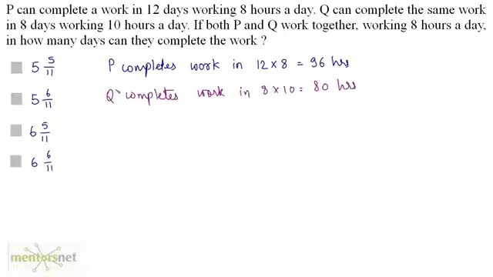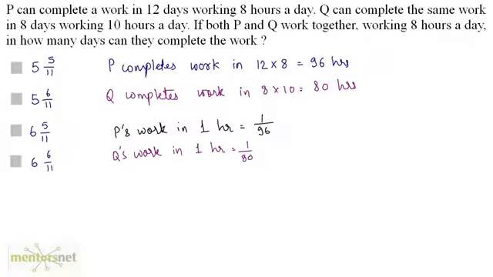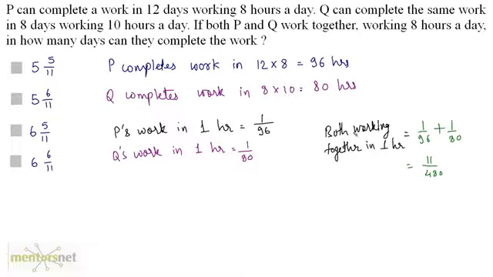Now we can calculate how much of their work they complete in 1 hour. So P's work in 1 hour will be equal to 1 upon 96. And Q's work in 1 hour will be equal to 1 upon 80. Now if they both work together, the total work they do in 1 hour will be equal to the addition of these two terms. And that will be 1 by 96 plus 1 by 80. And if you solve this, you will get 11 by 480. So if both work together for 1 hour, the amount of work done is 11 by 480.